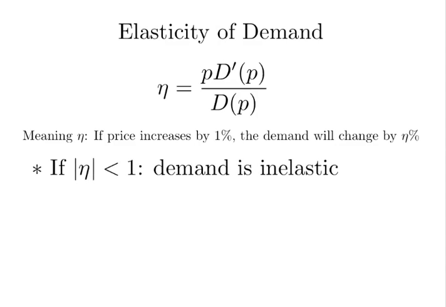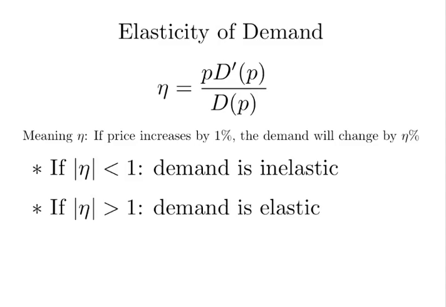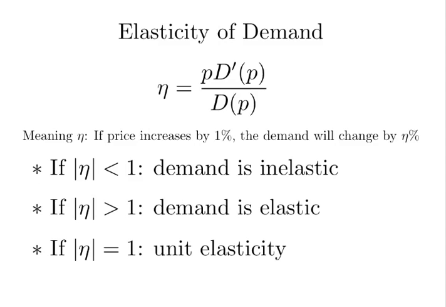If the absolute value of eta is less than 1, the demand is inelastic. The example for inelastic demand is that of the price of gasoline. When the gasoline price is changing, the demand will not change that much. If the absolute value of eta is greater than 1, the demand is elastic. And if the absolute value of eta is equal to 1, you have the unit elasticity.